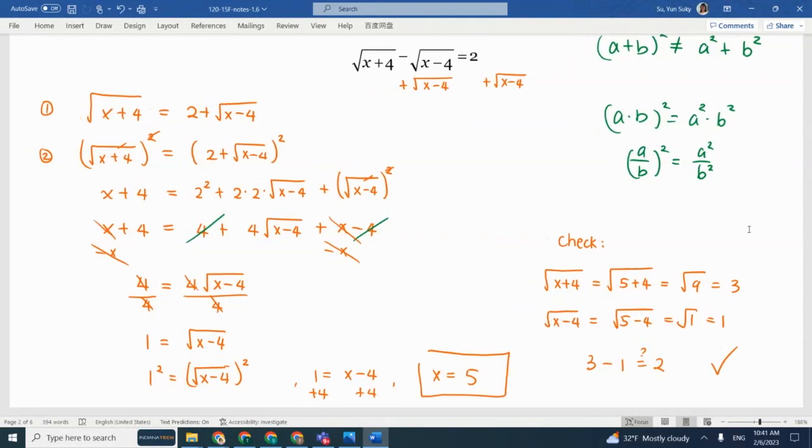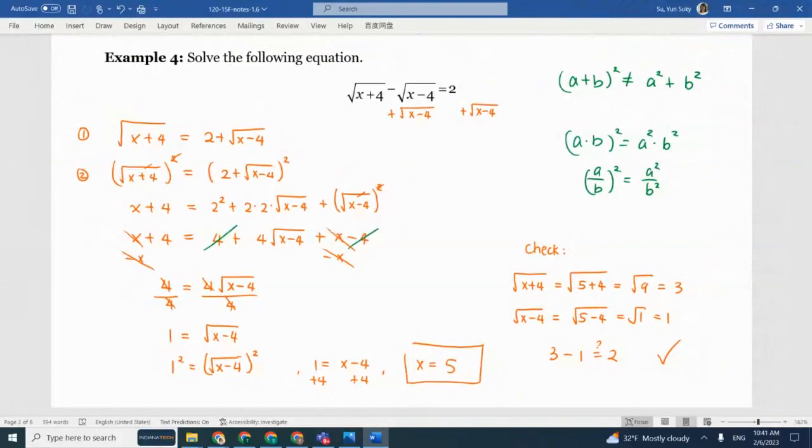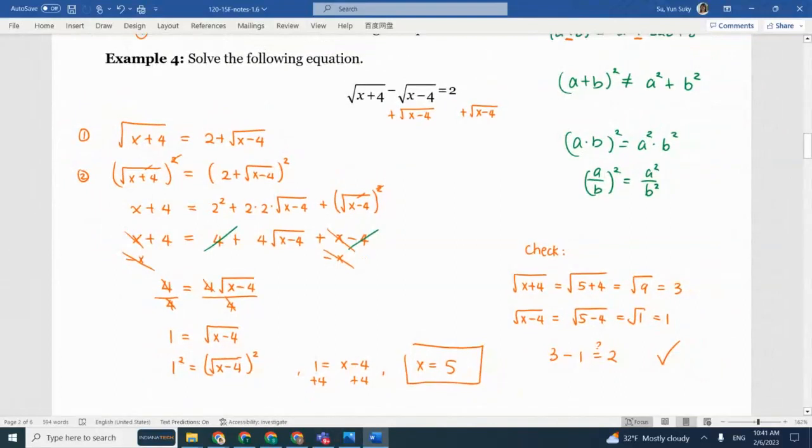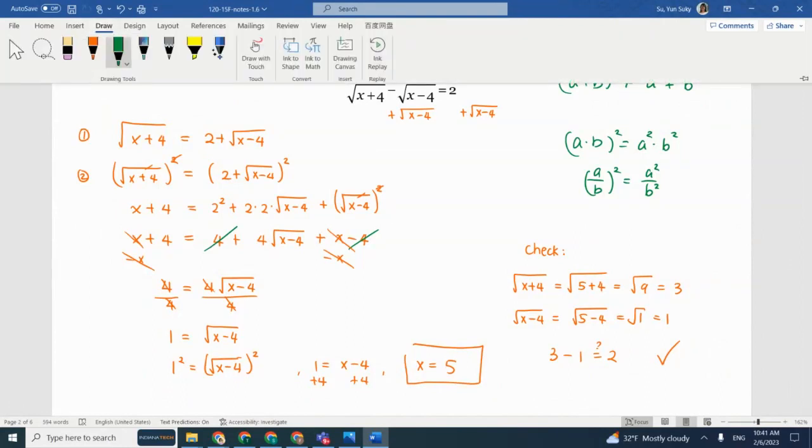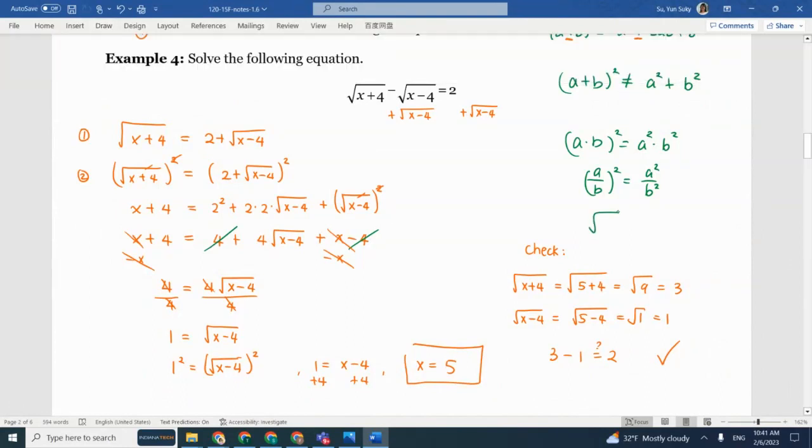Okay, so everybody clear how do we solve equations involving square roots? Let me also write it down. When you see square root of a number, then we need that number to be greater than or equal to 0.